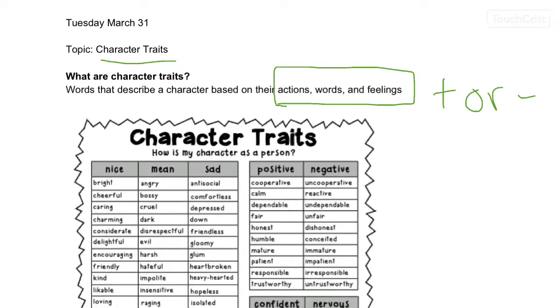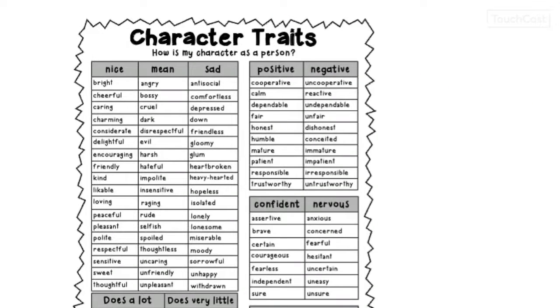So let's look at this chart that I have, and let's see if some of these are ones you've heard of before. I really like this chart because a lot of times students will use the words nice, mean, or sad. Those are pretty basic words, but there are other words that dig a little bit deeper. Take a look at some of the words under the nice column. You could say friendly, encouraging, respectful, polite. Those are all different positive words for nice.